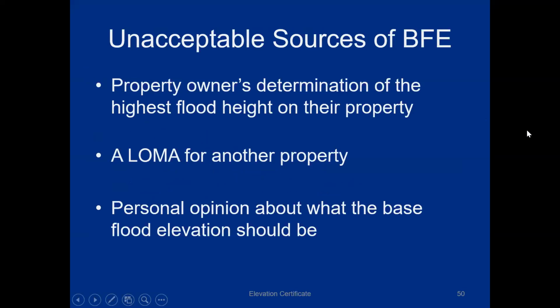Here are the unacceptable sources, and I just saw one of these very recently in a community. They were looking at proposed construction in an unnumbered A zone, no elevation available from any place for that unnumbered A zone, and the proponent wanted to use an elevation which he determined by himself by getting the elevation of a culvert that was just upstream of the water body that was nearby to this property, and he determined that the base flood elevation was the invert elevation of that culvert.